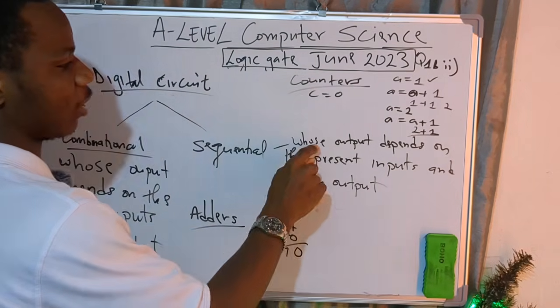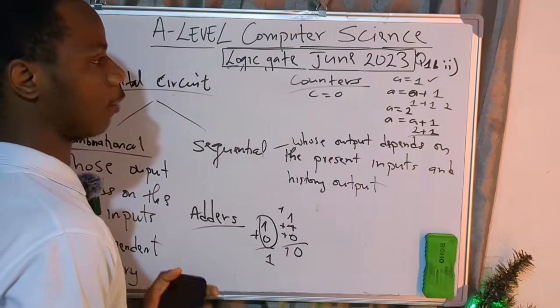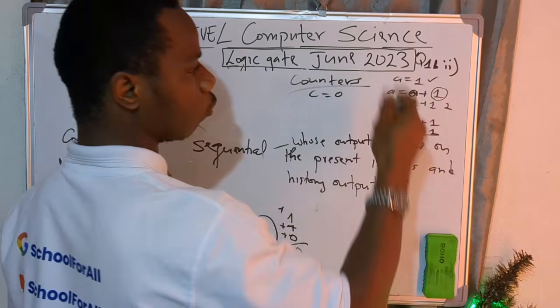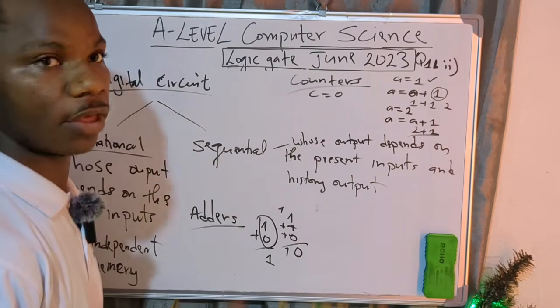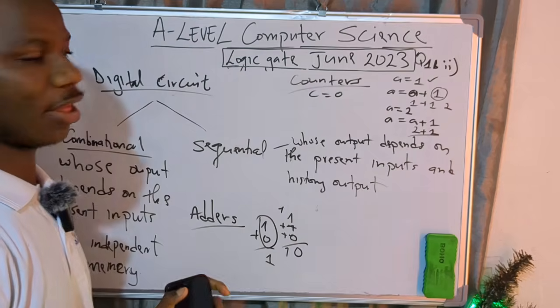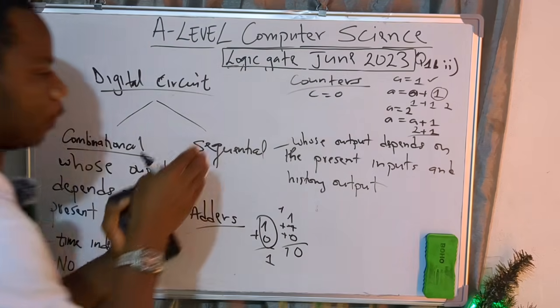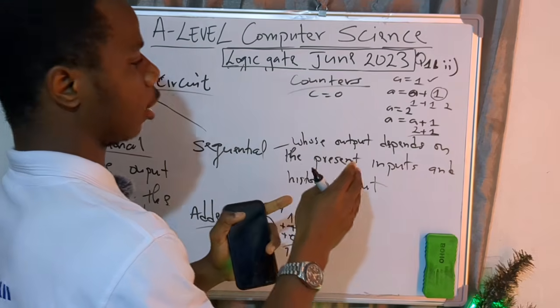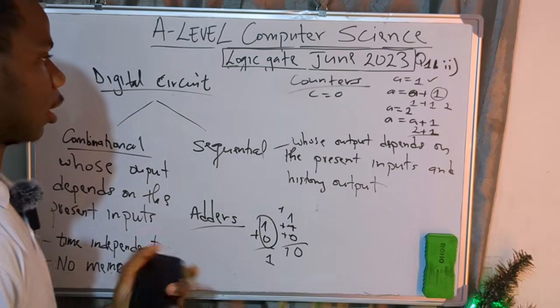In fact, that's why here you are seeing that the output depends on the present input and the history output. In this case, the present input is the one you are always adding, and the history output is the previous value of A, which is the output of another operation. I think I'm very clear. So a combinational logic circuit's output depends only on the present input. A sequential logic circuit is a digital circuit where the output depends on the present input and history output. So I think we are clear.